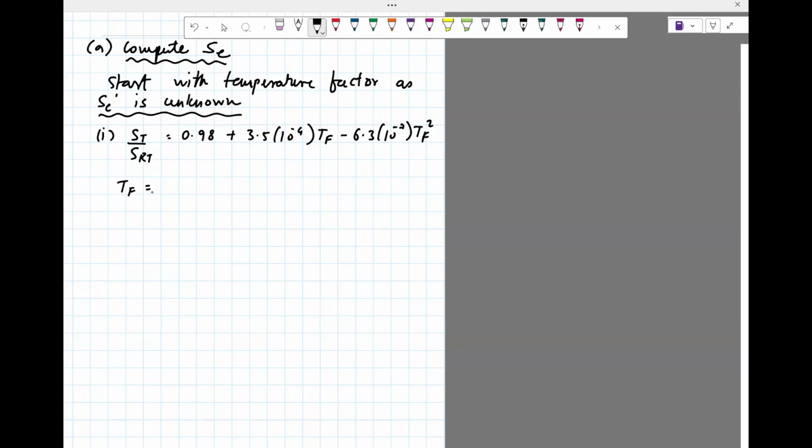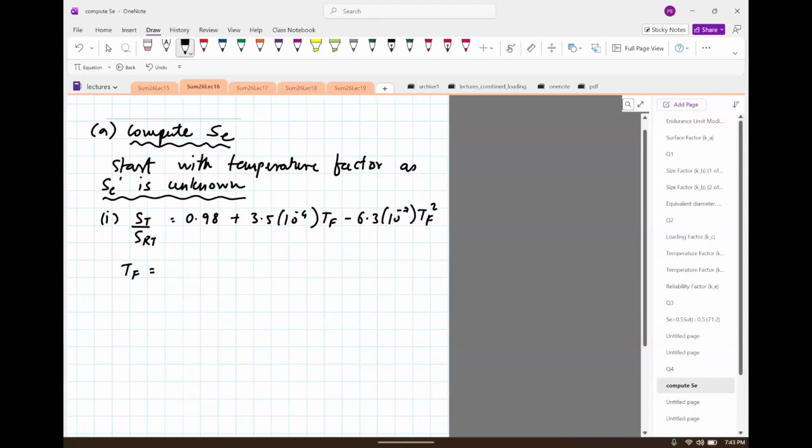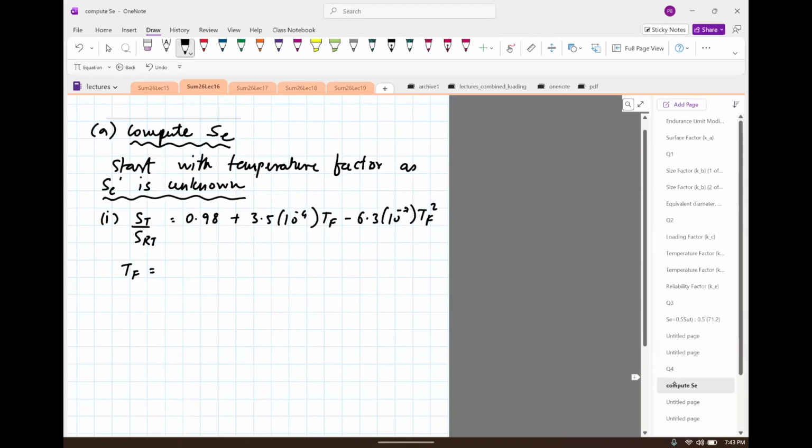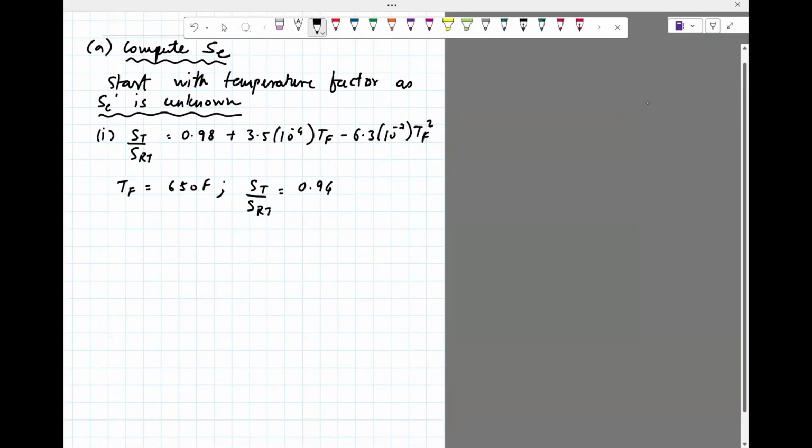TF is the temperature at the operating conditions. It is given as 650 Fahrenheit. Okay, so if you substitute this, you can solve for the ratio. It comes out to be 0.94. Okay, that's the first step in this three-step algorithm involving computing the Se prime.